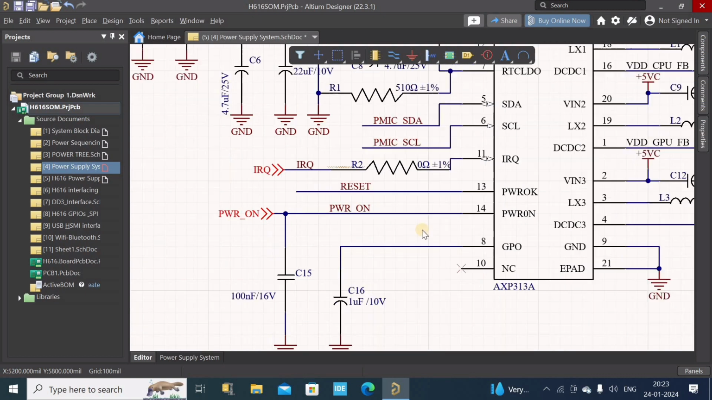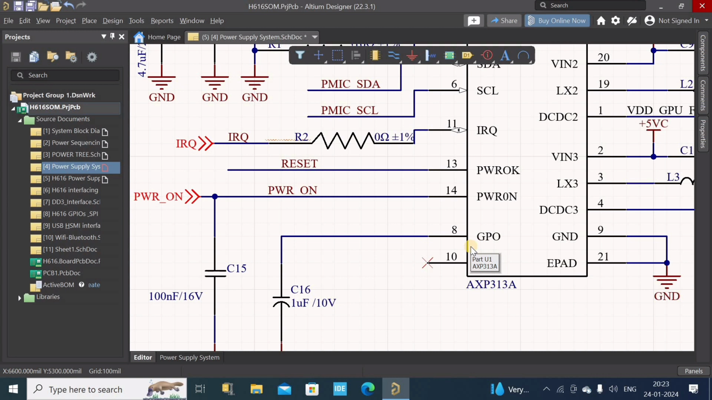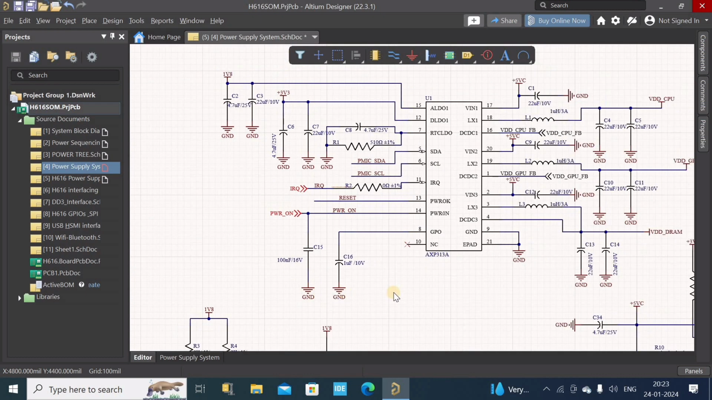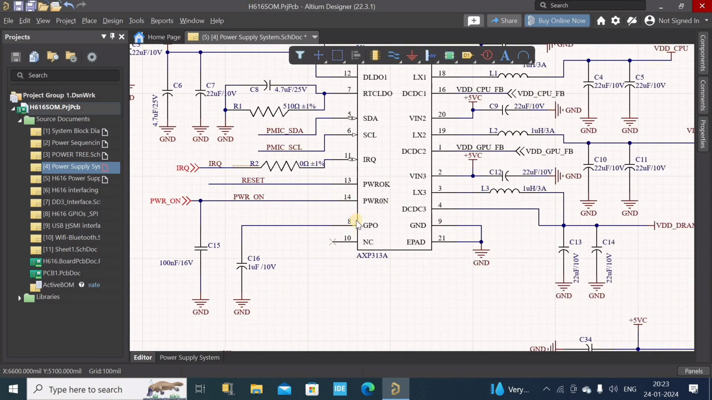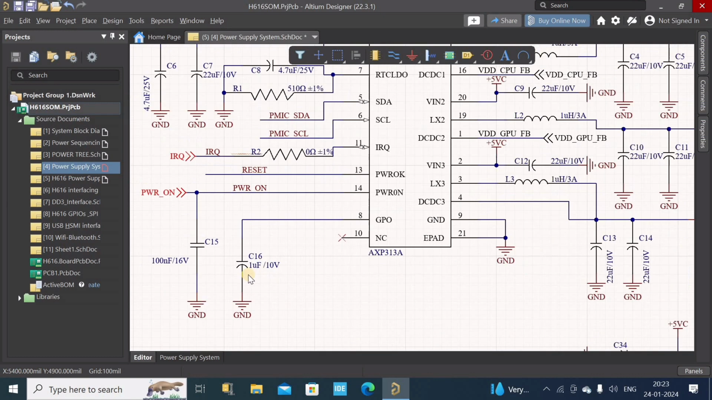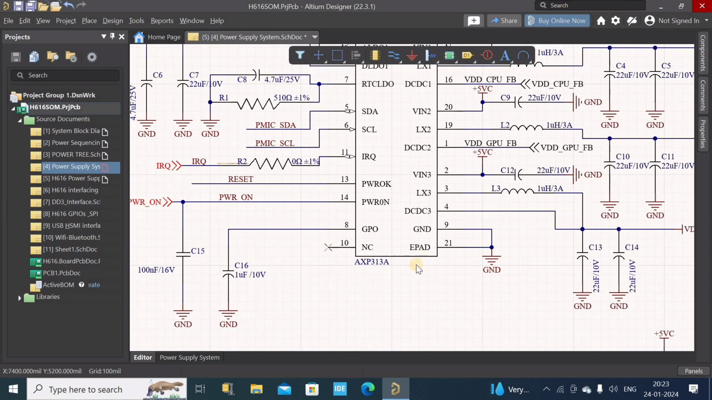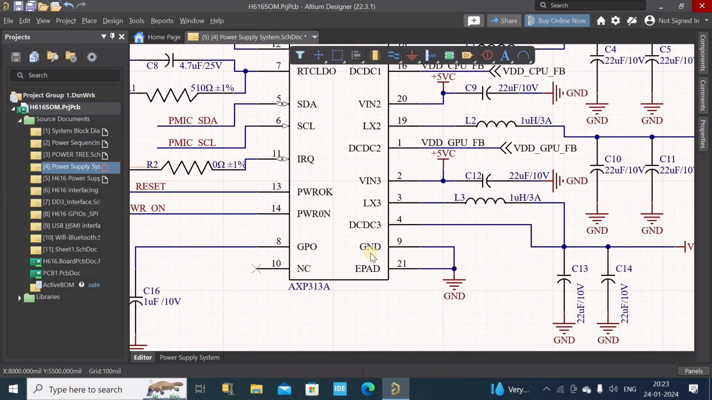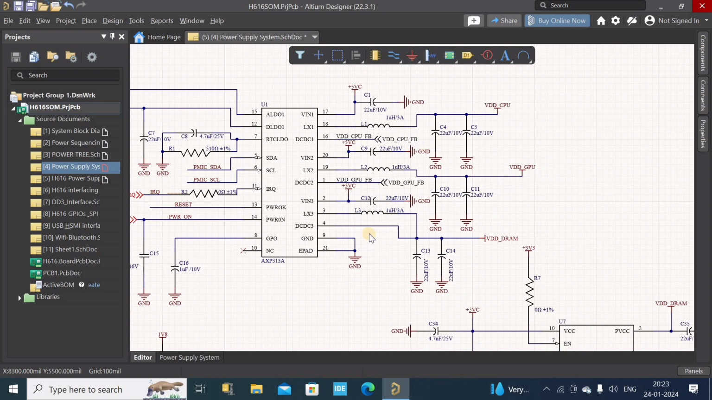Okay. And pin number 8 is for the internal reference voltage, and it is recommended to connect it with 1 microfarad all the way to ground. As you can see here, it is connected to ground through 1 microfarad. This is just filtering for our internal reference voltage. Again, this is the datasheet recommendation.